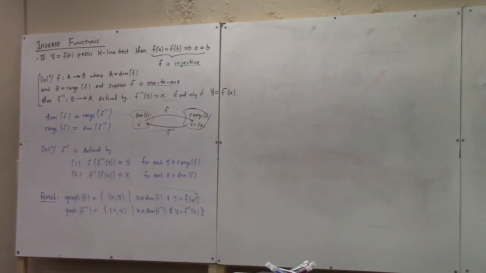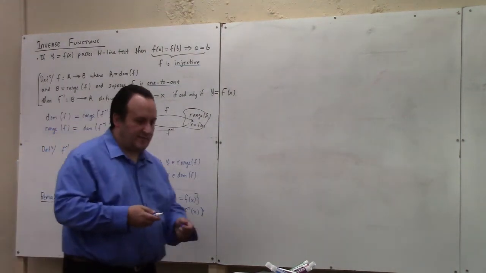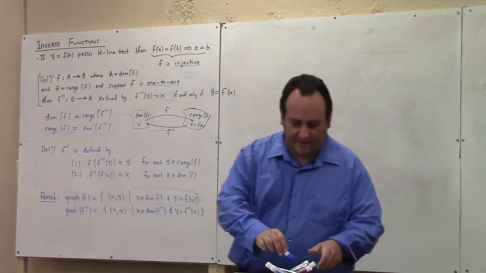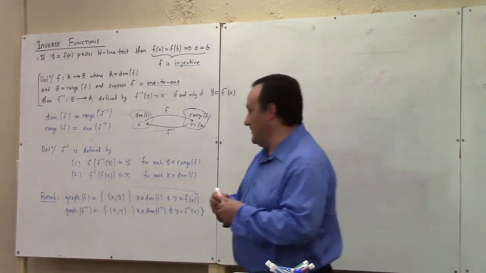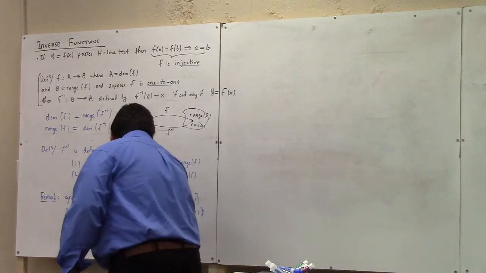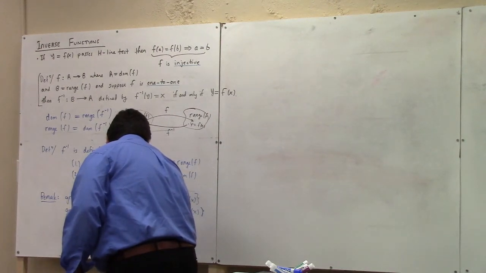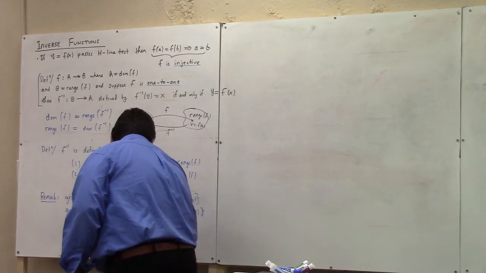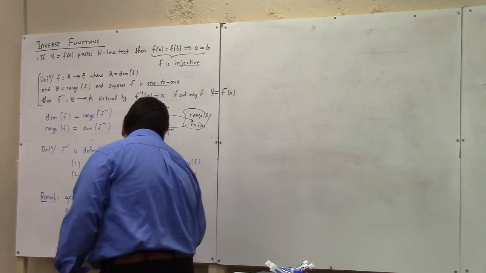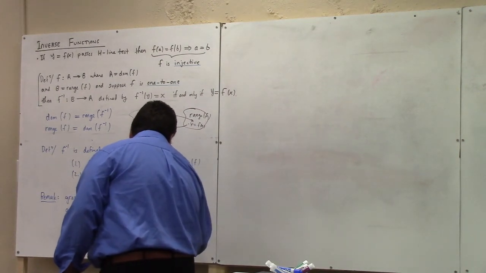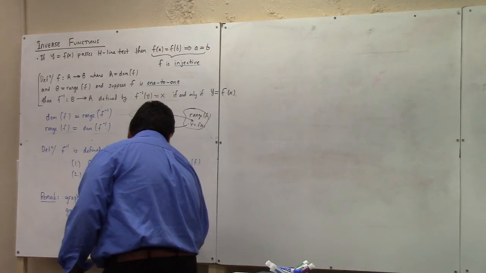But let's try to unwrap this. What is this? The graph of f inverse. What can you tell me? x is in the domain of f inverse. How would we understand that in terms of the original function? That would mean what? This would mean x is in the range of f, right? And what would this mean?